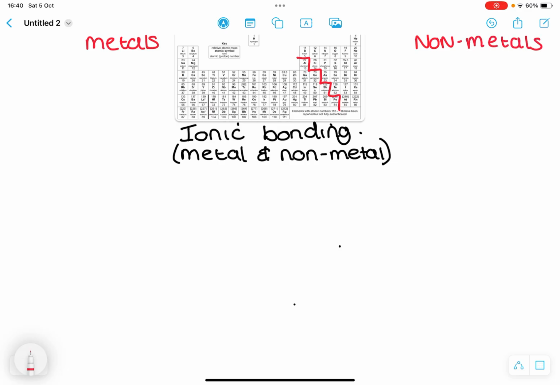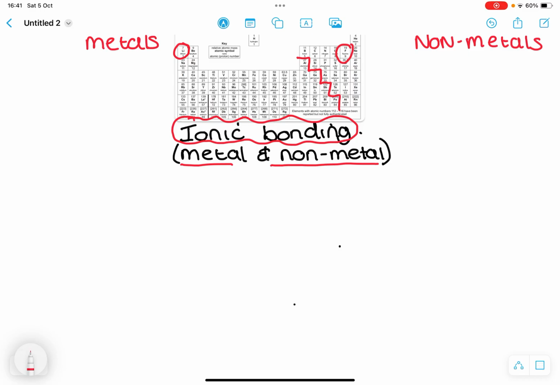Okay. So if you get an exam question and it says, for example, explain what happens when lithium reacts with fluorine, you then need to have a little look to see where lithium is. Well, lithium's here on the periodic table and fluorine's here on the periodic table. So we know we're talking about a metal and a non-metal, so it's therefore talking about ionic bonding. And there's a couple of things you then have to start thinking about.